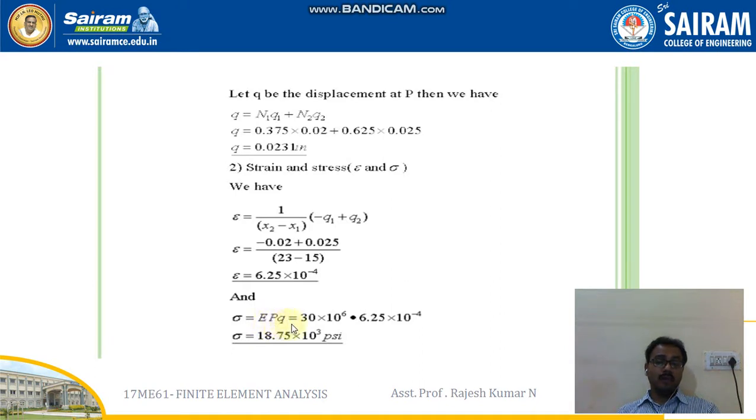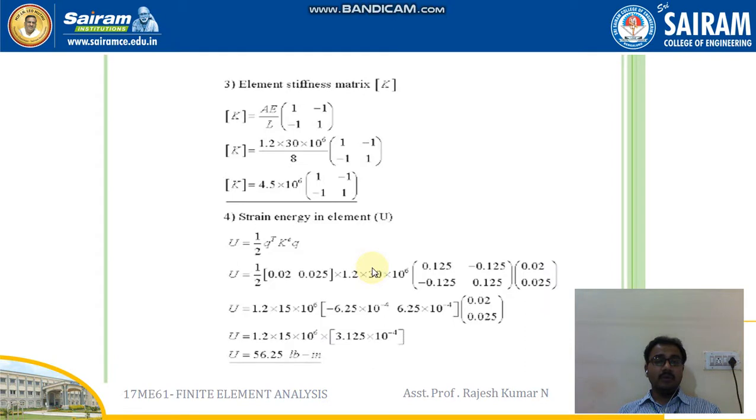into Q, that is the nodal displacement at point P, whatever value we have calculated. So 30 into 10 power 6, and P into Q is 6.25 into 10 power minus 4. If you multiply these, the stress value will be 18.75 into 10 power 3 Newton per inches square. Next is the element stiffness matrix.